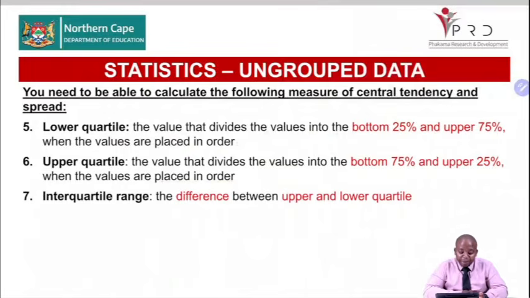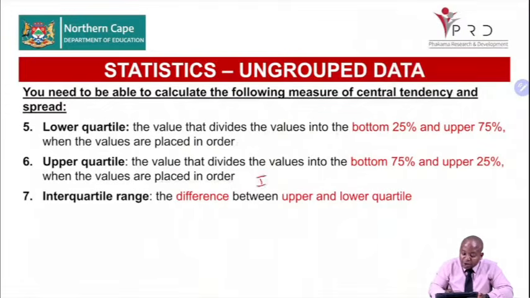Right, let's move on. Then we must be able to find our interquartile range. Our interquartile range is the difference between our upper and the lower quartile. So IQR is just going to be Q3 minus Q1.